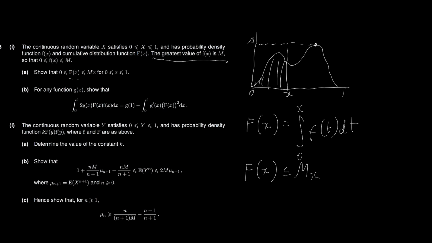Now, for the lower bound, if the probability density function was literally just on the real axis, then there'd be no area underneath. So you can say it's lower bounded by 0. So yeah, that's that part.